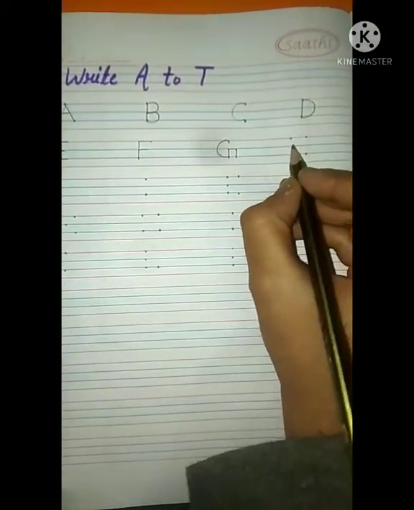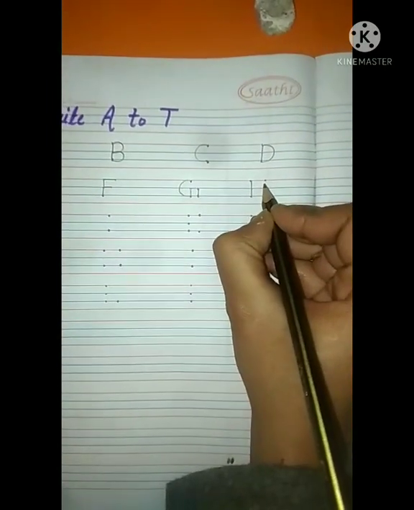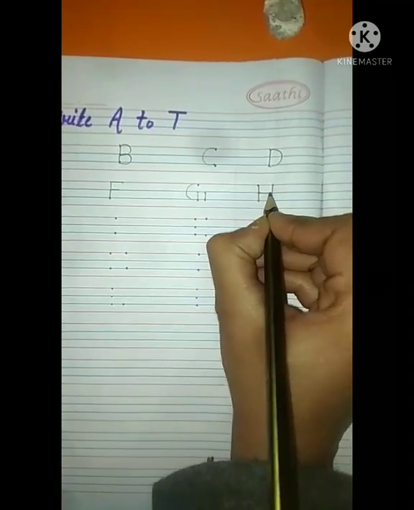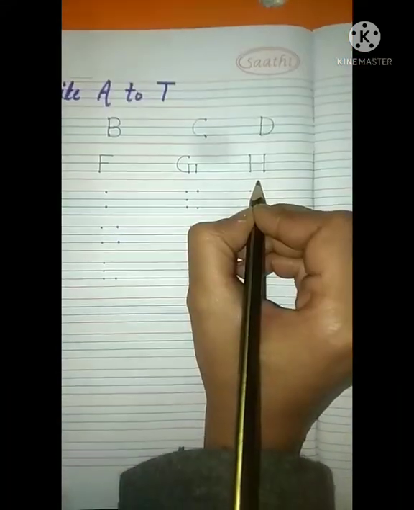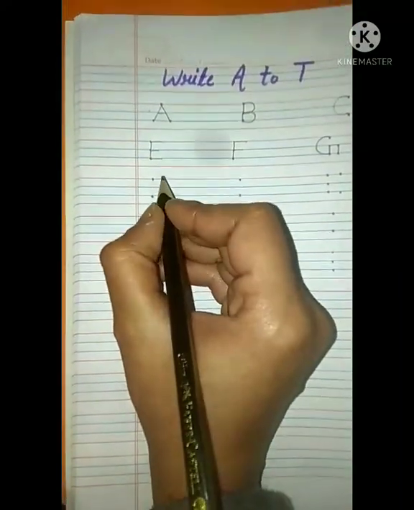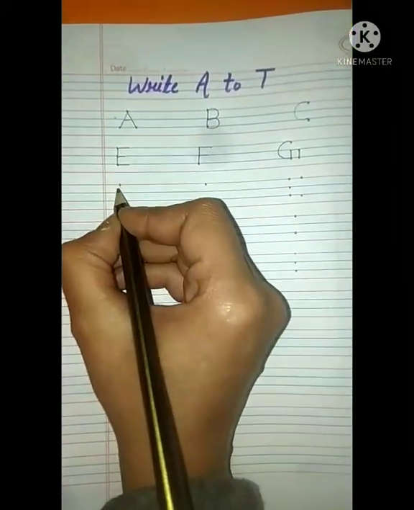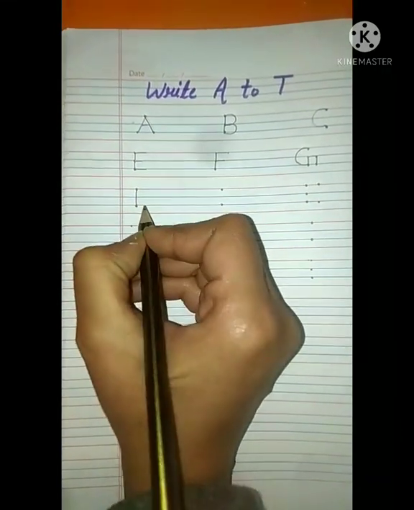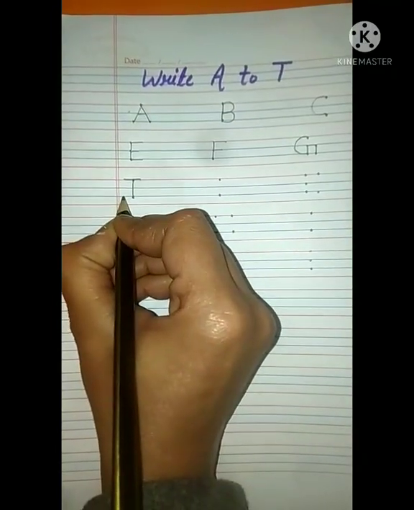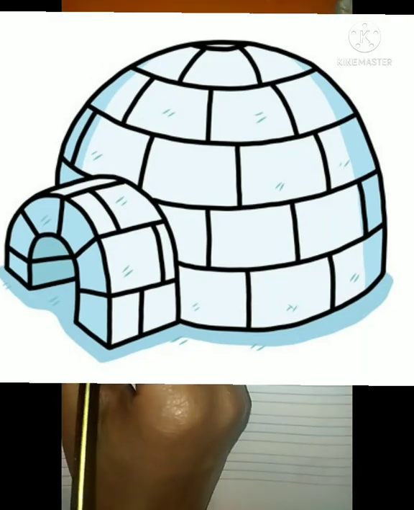Now we will make H. So make standing line from first dot to second dot, make another standing line like this and we will make sleeping line in between. H for hut. Now come to the next line. What comes after H? I. I for ice cream. So make standing line from first dot to second dot, make sleeping line on first line, make another sleeping line on third line like this. This is letter I for igloo.